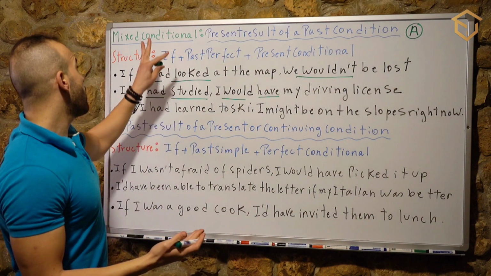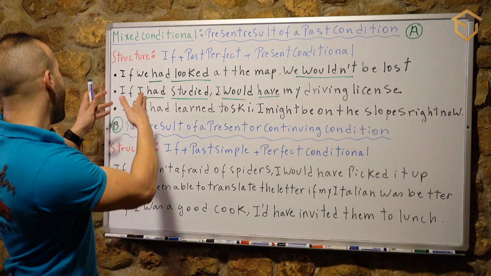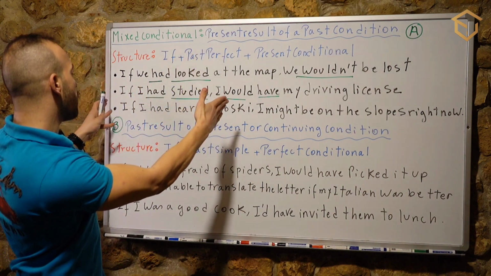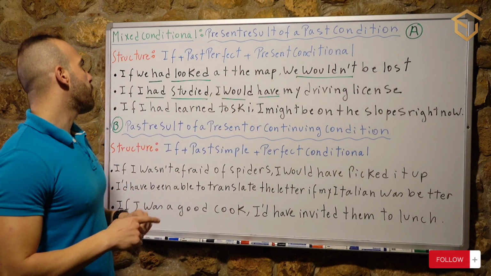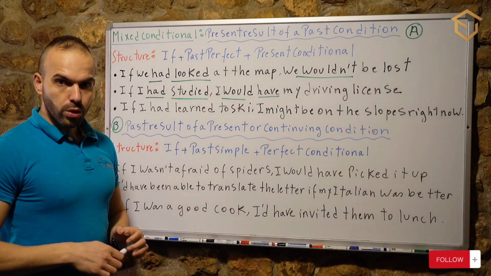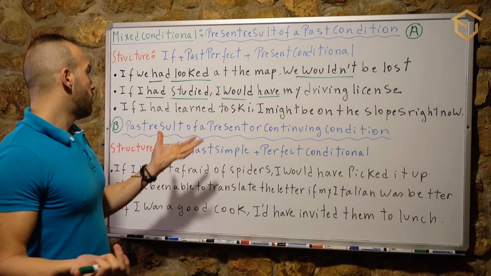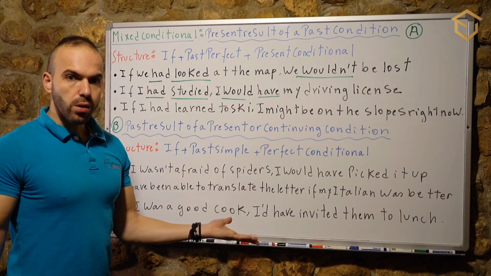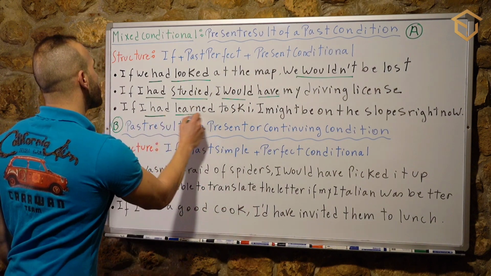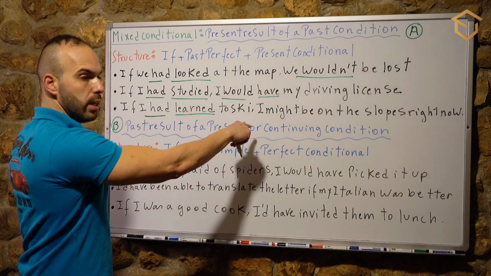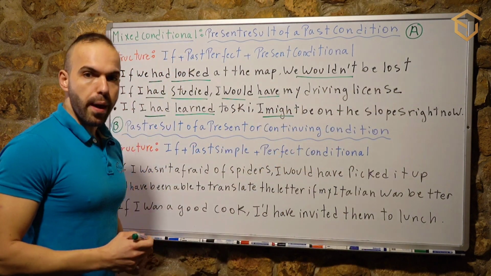So as you can see, it's an unreal present situation. We have here the past perfect and the present conditional. I didn't study and that's why I don't have my driving license. Another example: if I had learned to ski, I might be on the slopes right now.